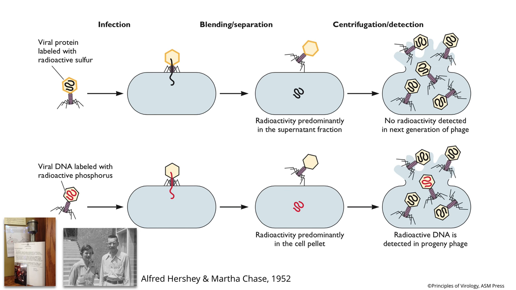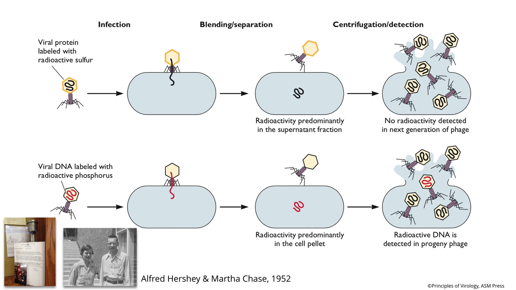Alfred Hershey on the right here. He was a professor where he did this experiment. It was actually at Cold Spring Harbor Laboratories out on Long Island. And he had a technician, Martha Chase, shown here. And in 1952, they did this experiment. It's the famous kitchen blender experiment.